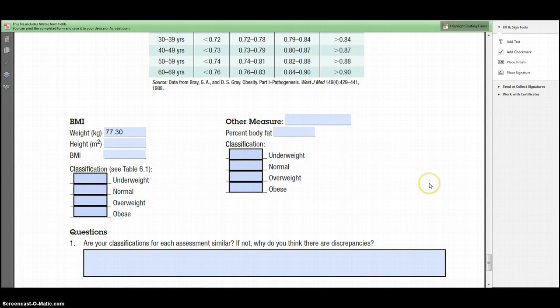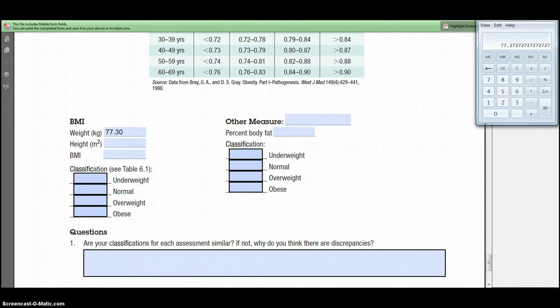Then I need to calculate my height in meters. The way I'll do this is I have to get my height into inches. So for example, I know that I am 5'8". So I have to get this all into inches.